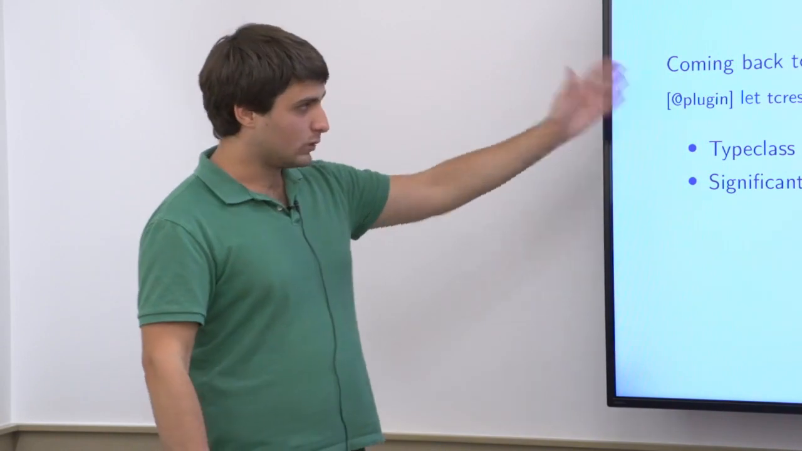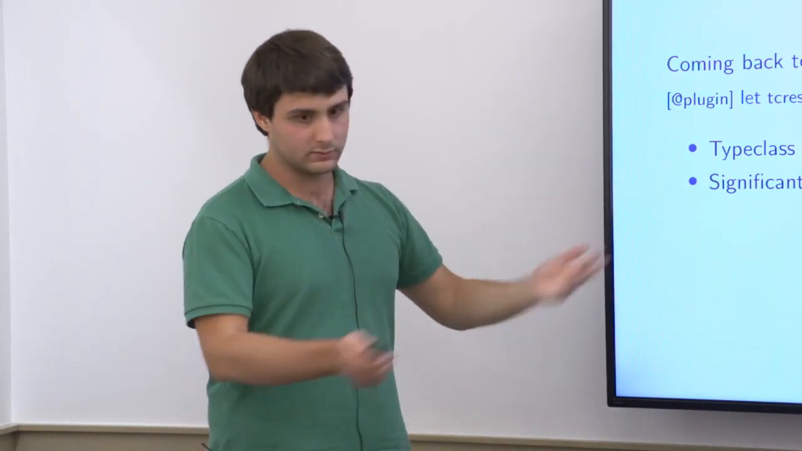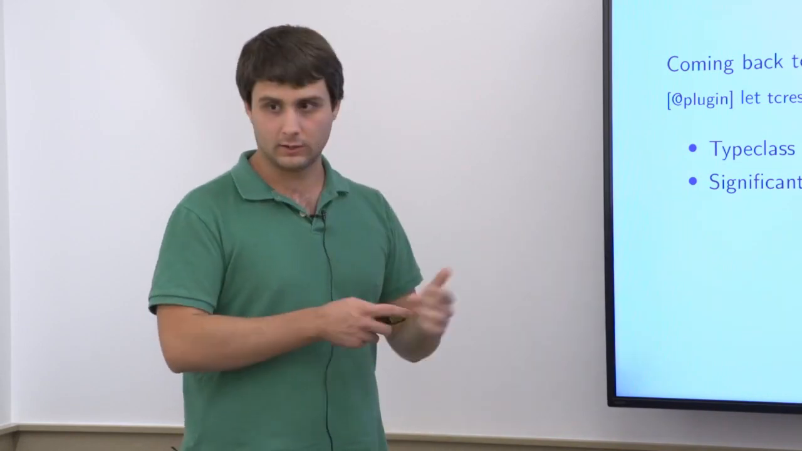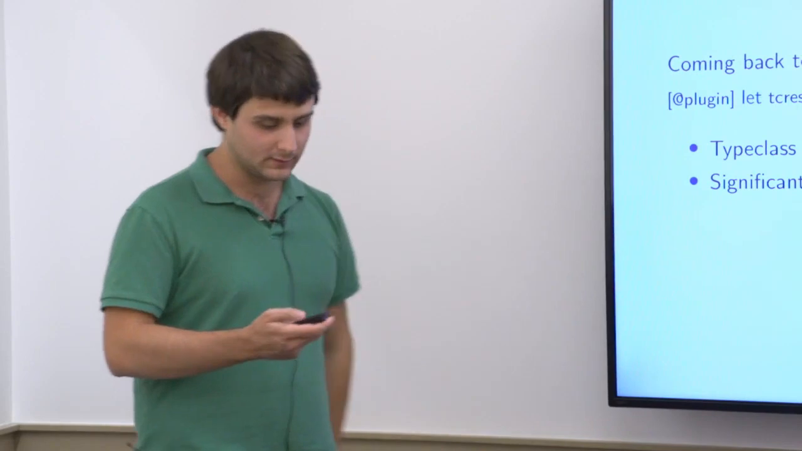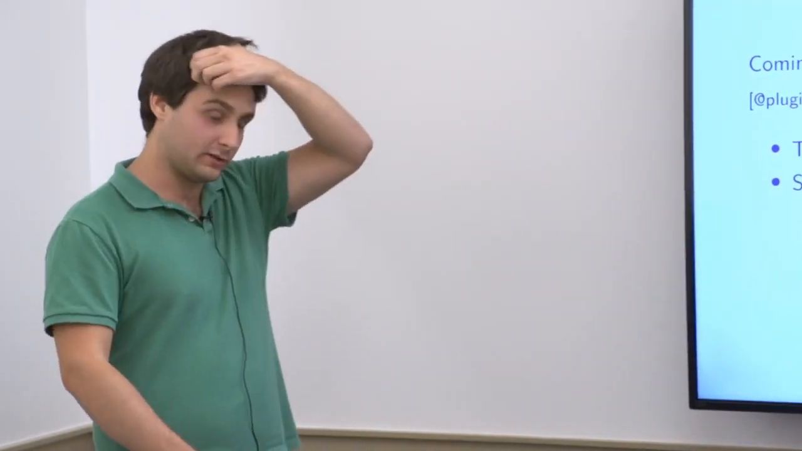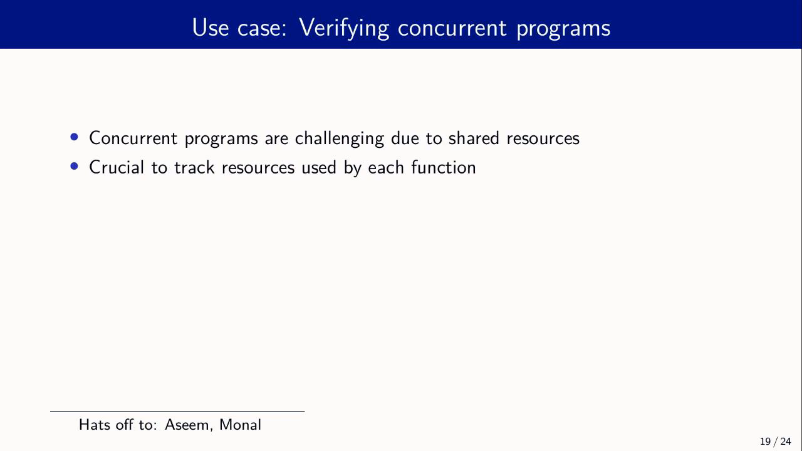And that's just one example, right? Anything you think of, you can define a metaprogram, compile it, link it back, and you extend F-star by defining a metaprogram in F-star. So that's why the title was extending F-star in F-star. No addition to the TCB, of course. This was just completely untrusted.